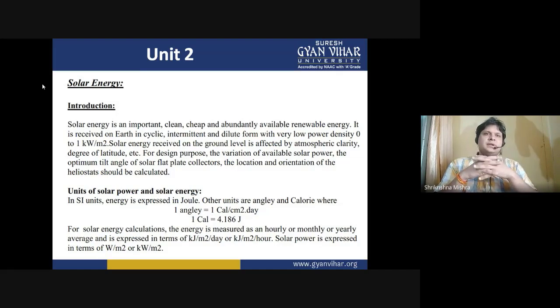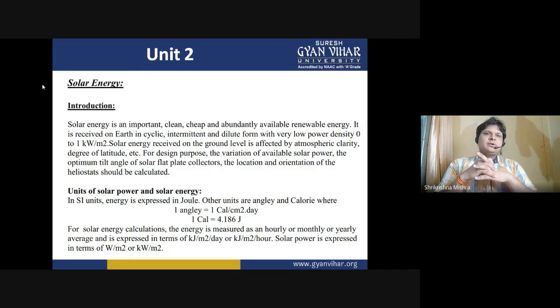So you can see that solar energy, though it is cheap, clean and abundantly available, and a big source of renewable energy, is still in dilute form. Therefore, we will first have to see the tilt angle at which the solar plate collector should be kept in order to get the maximum advantage of solar energy.